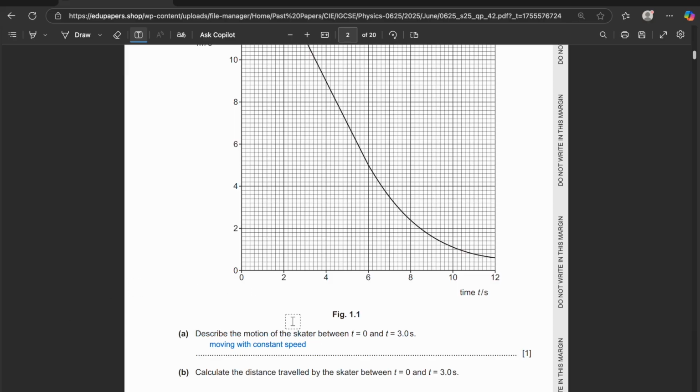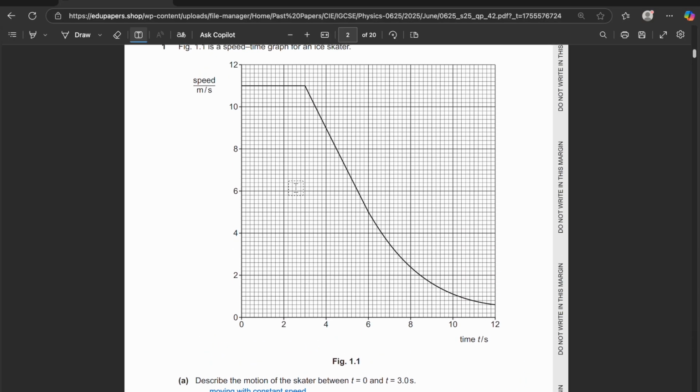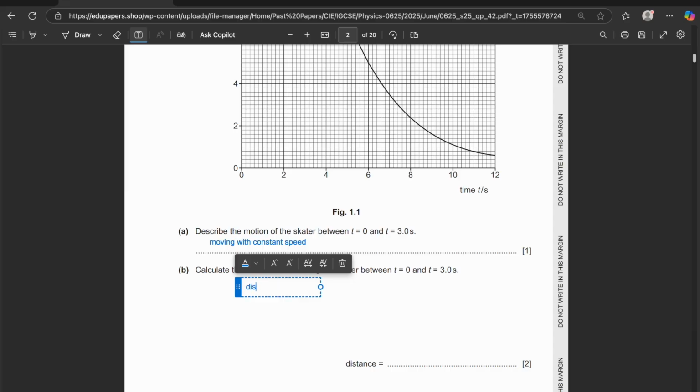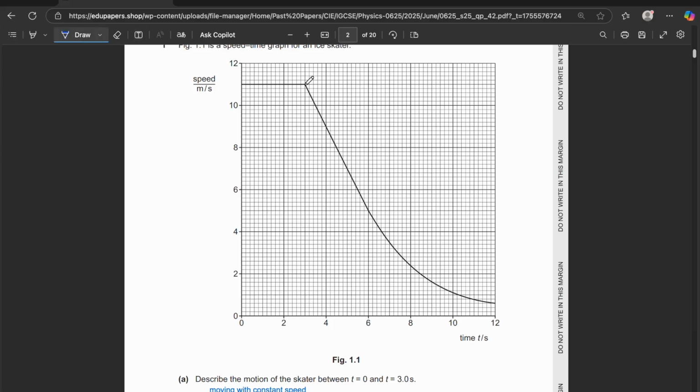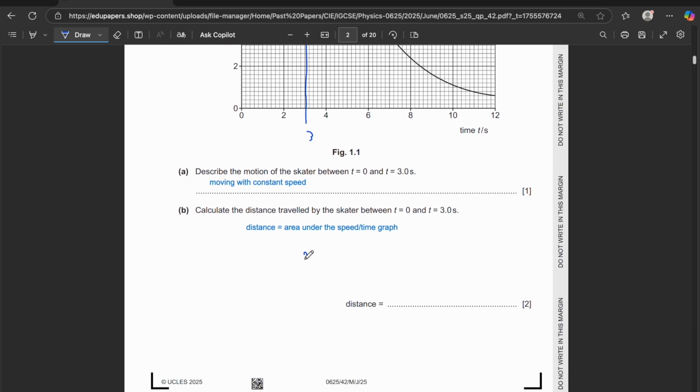B. Calculate the distance traveled by the skater between t equals 0 to 3 seconds. So distance is the area under the speed time graph. So this is a rectangle. And you can see that this is 11 and this is 3, so you can just multiply them. 3 into 11 is equal to 33 meters.